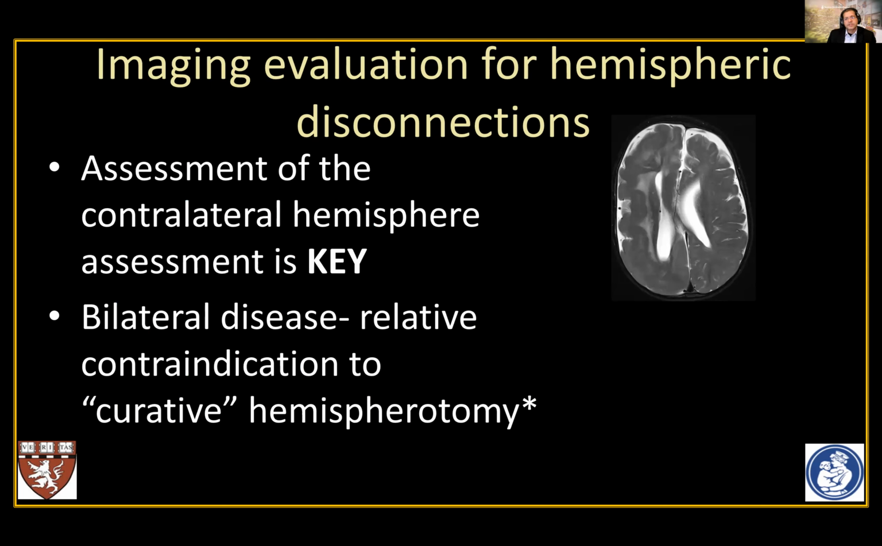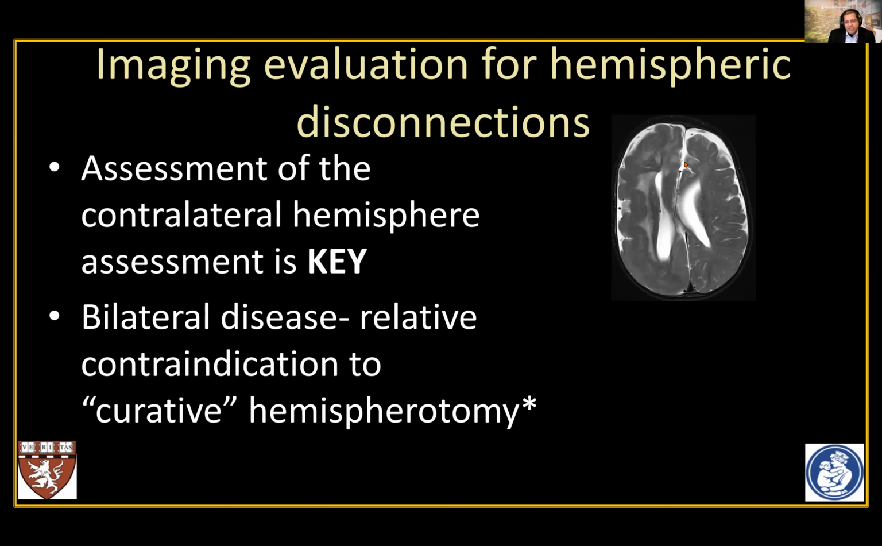During these conferences, you do get the images for review. And I would say what I've learned over the years is the assessment of the contralateral hemisphere is key. Bilateral disease on imaging is a relative contraindication to what we call curative hemispherectomy or hemispherotomy. Once you have bilateral abnormality, the likelihood of seizure freedom comes down significantly.